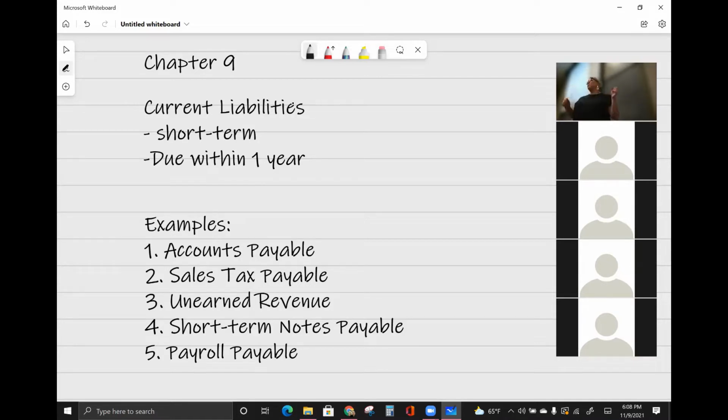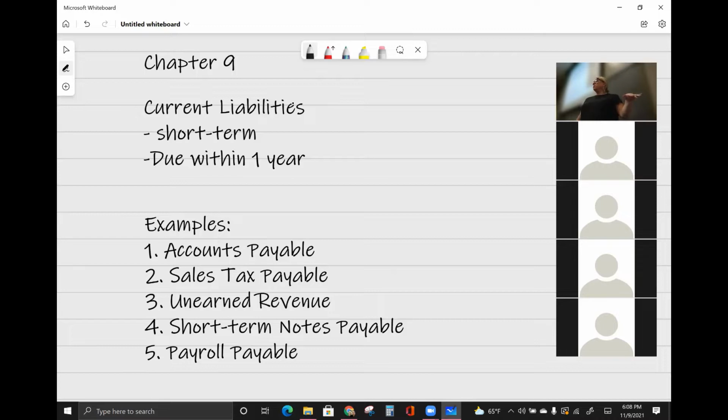So we have accounts payable, sales tax payable. Sometimes we have a storefront and we're selling merchandise and we're collecting tax on that merchandise. And we have to set that up in order to pay state or local taxes for the sales tax that we collect. So we'll have a sales tax payable. We'll walk through that. Unearned revenue. Do you remember what that is?